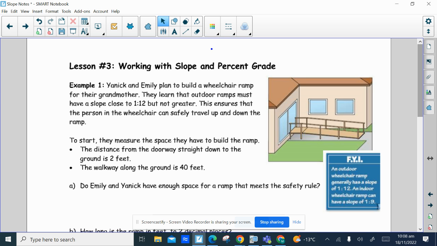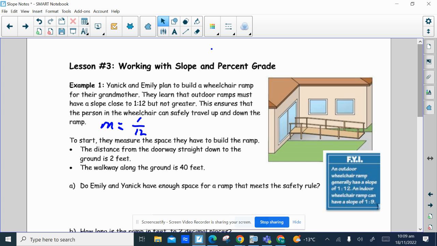So what that means, 1 to 12, means the 1 first, 12 second. It means the 1 on top, the 12 on the bottom. So that is the maximum slope of the ramp. It could be less than that, but it can't be more than that. It can't be steeper.